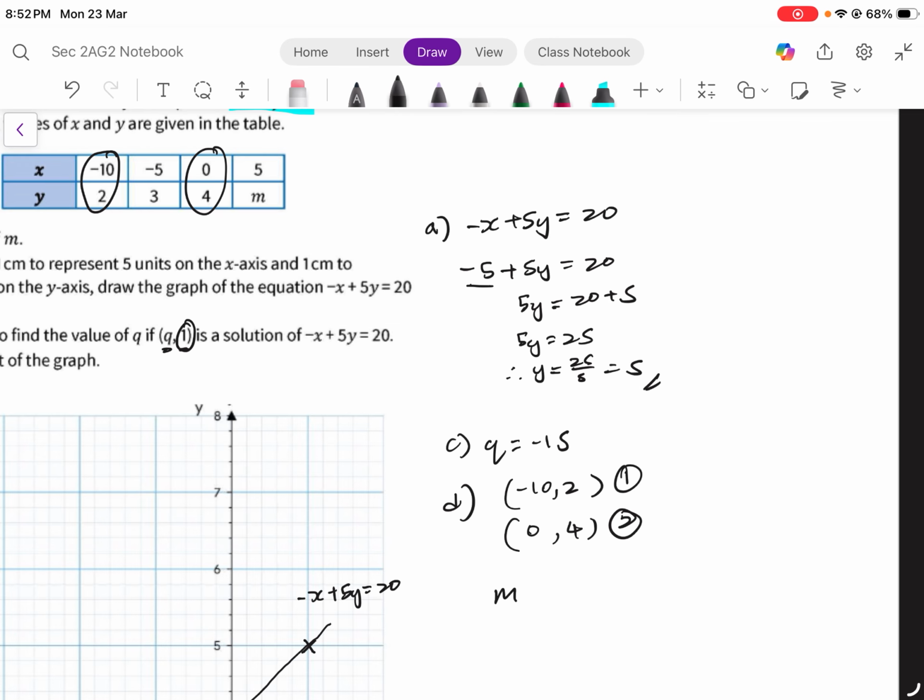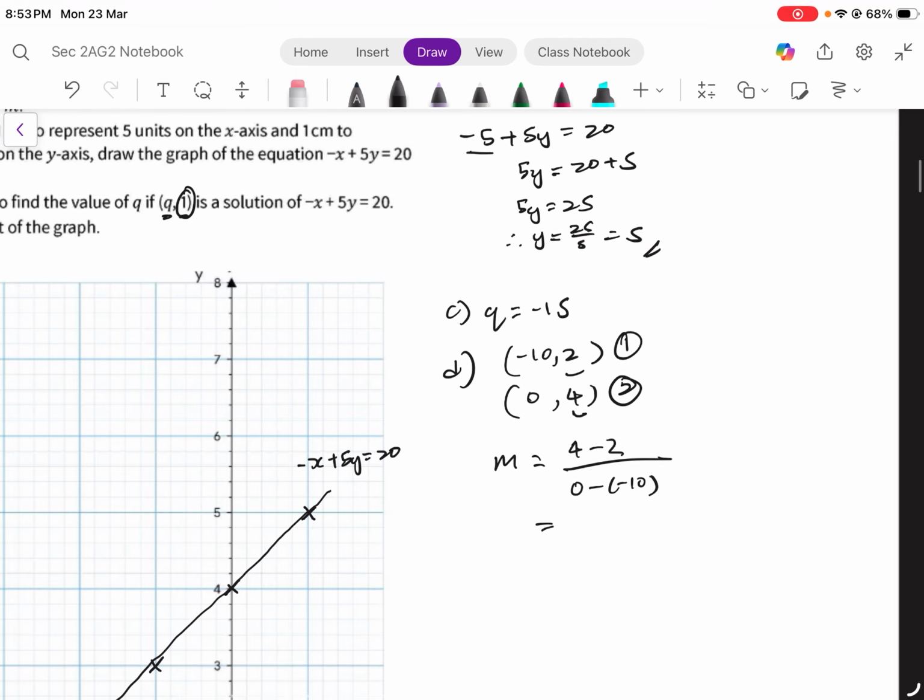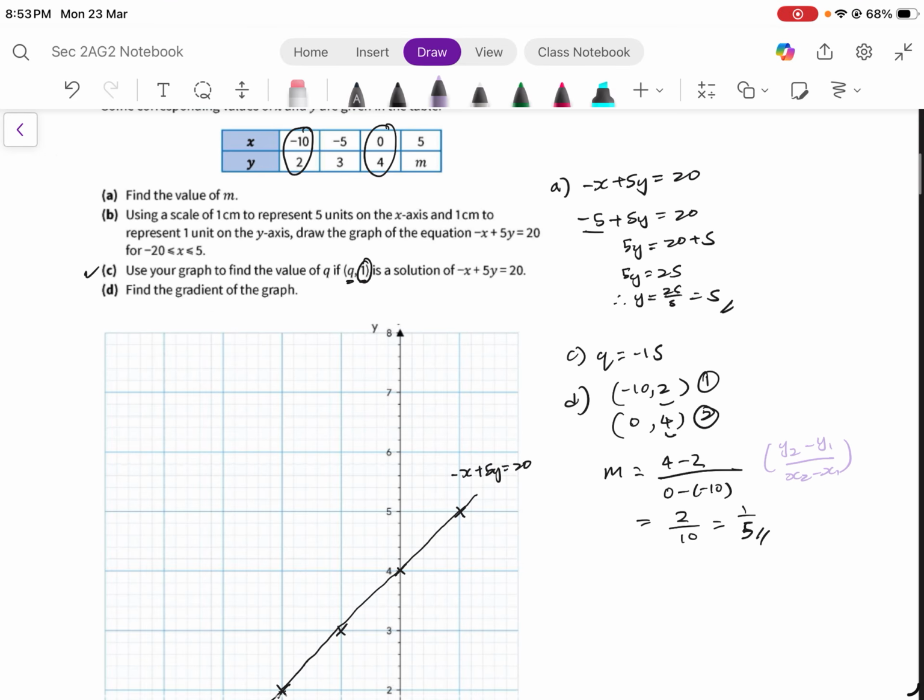So my gradient m be y2 minus y1. y2 is 4 minus 2. x2 minus x1, sorry. Minus x1, which is minus 10. So you get 2 over 10, which is 1/5. So your gradient is 1 over 5. So please go and memorize your formula if you don't remember. y2 minus y1, over x2 minus x1. Okay?